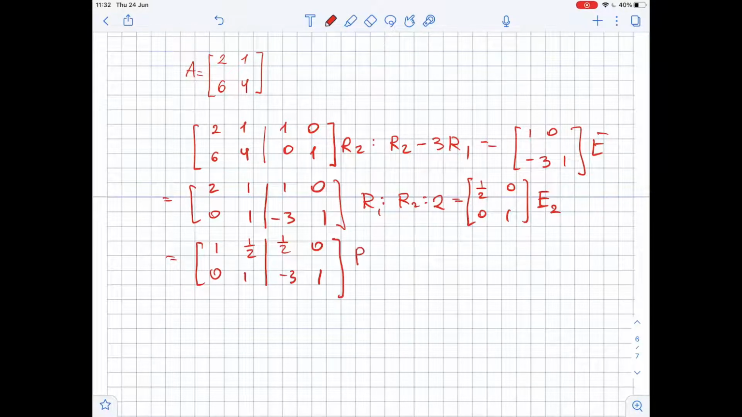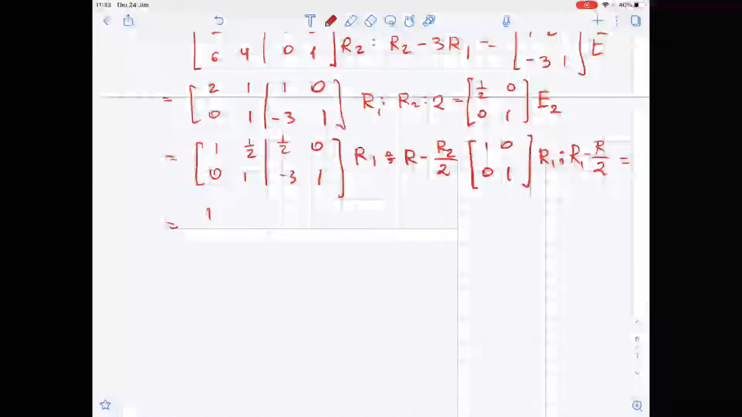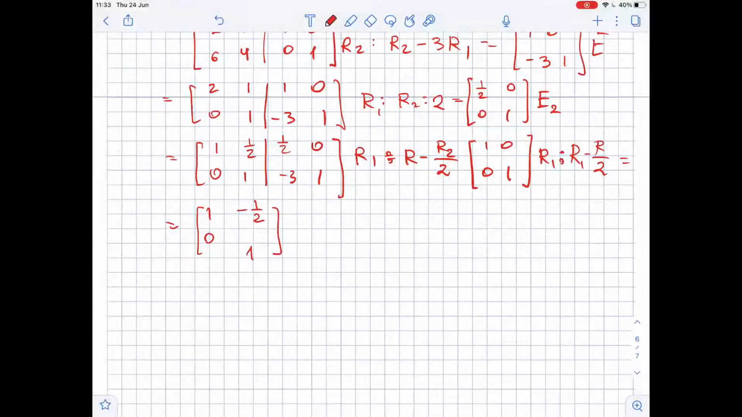Now we substitute row 1 by row 1 minus row 2 divided by 2, times 1 0 0 1. So row 1 minus row 2 over 2, this equals 1 0 negative 1 over 2 1 times elementary matrix 3, and this equals 1 0 0 1 2 negative 1 over 2 negative 3 1.